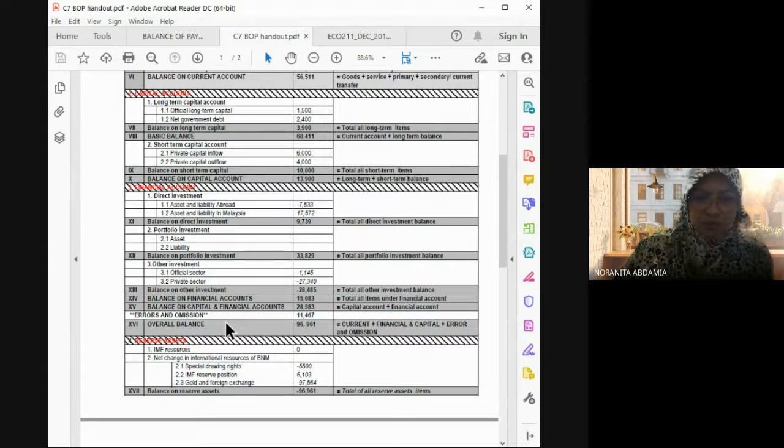Susah kan? Susah nak dapat correct. If you get it wrong, if you calculate it wrong, so please be careful. Okay, overall balance is actually the key in the balance of payment, the status, to indicate the status.